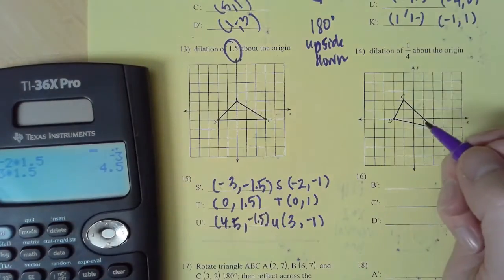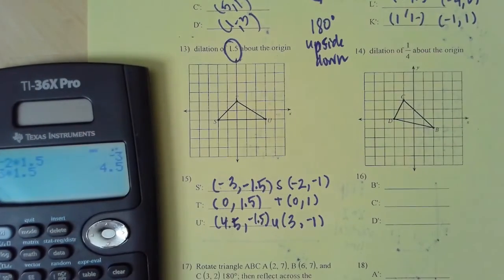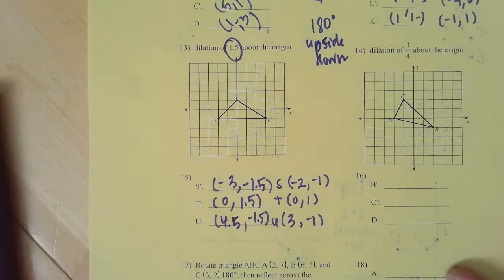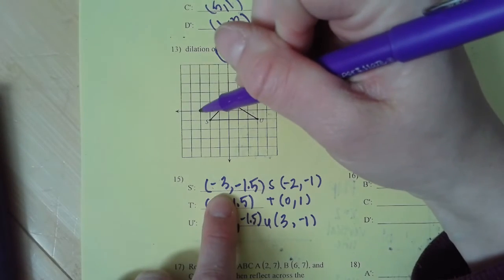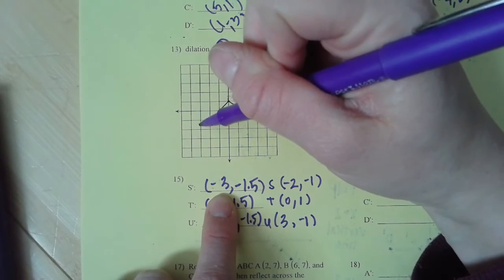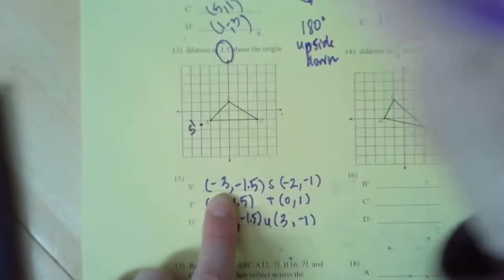So then we graph these. Okay? Okay, you gotta stop pressing that button. Okay, so now we have a dot at -3, -1.5. So there's S prime. Okay. Done. It's done.